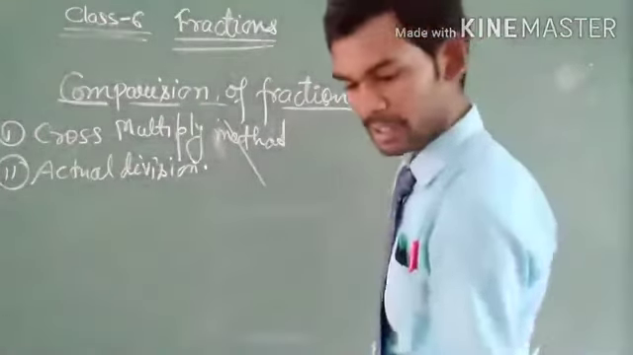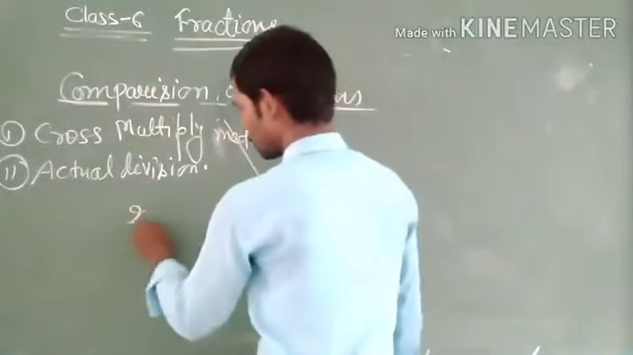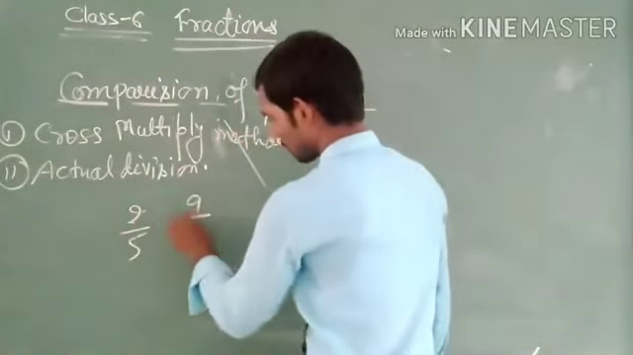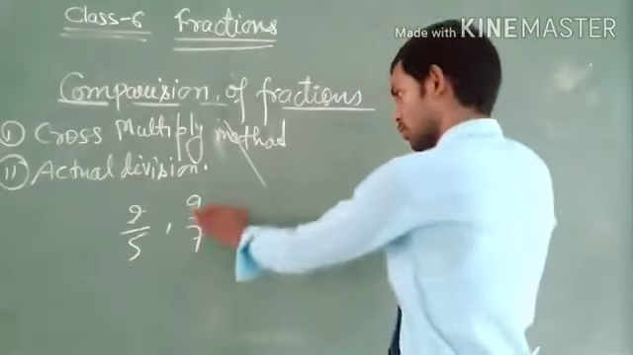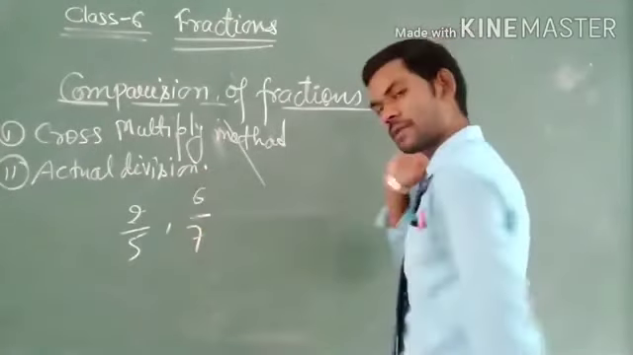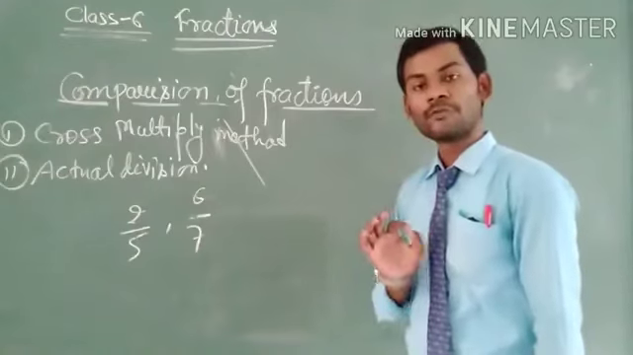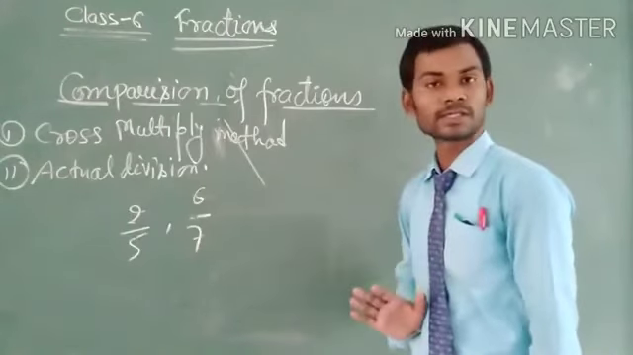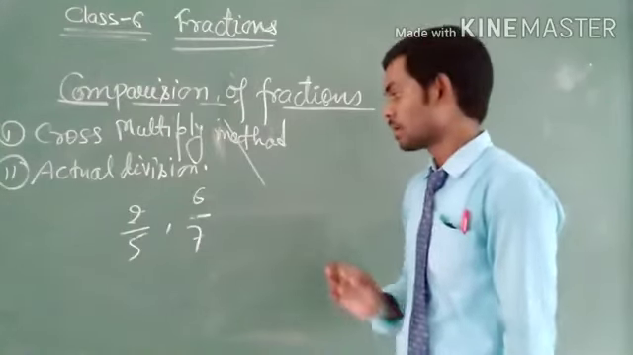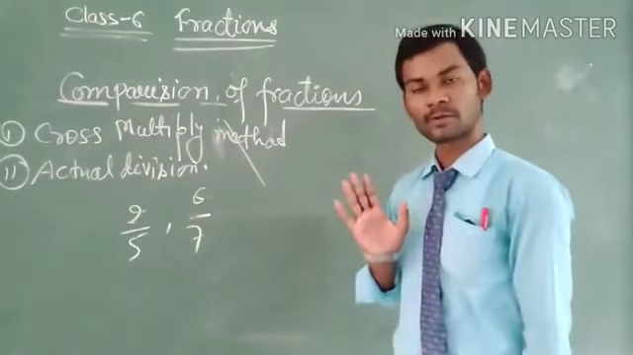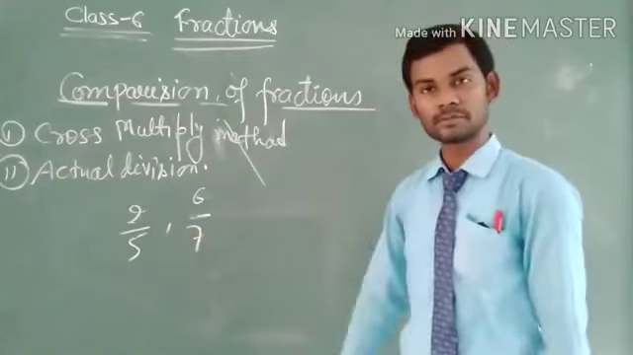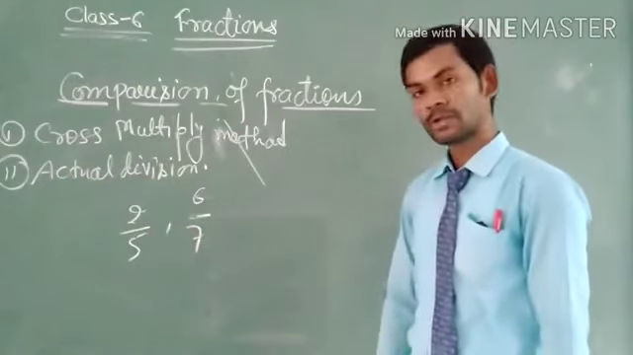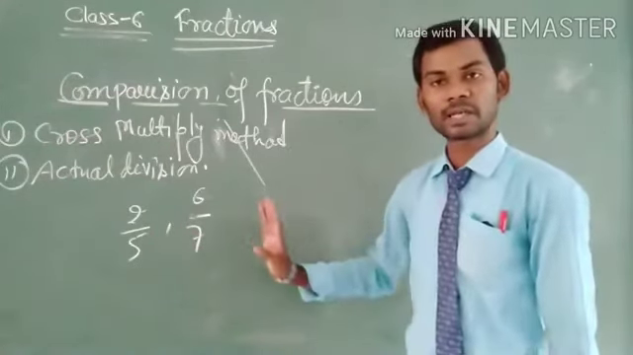If we have two fractions, 2 upon 5 and 6 upon 7, we have no idea which one is greater. Don't look at the numerator. Why? Because the denominators are not the same. That means they are unlike fractions. So here we cannot justify which one is greater.